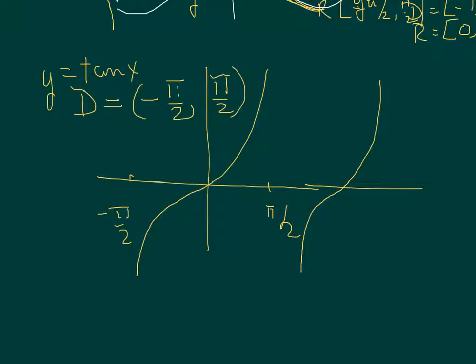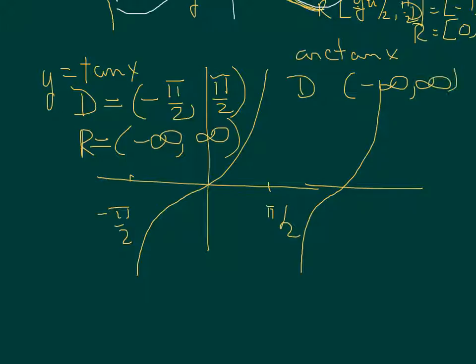And so what does that mean? Undefined values? Yes. What's the range? Negative infinity to positive infinity. So for the arctan, the domain is negative infinity to positive infinity. They just switch places. And the range is only going to be between negative pi over 2 to pi over 2. So if you had a second quadrant angle and you plugged it into your calculator, it's going to give you a negative angle. So you'd have to manipulate that value to get the second quadrant angle.